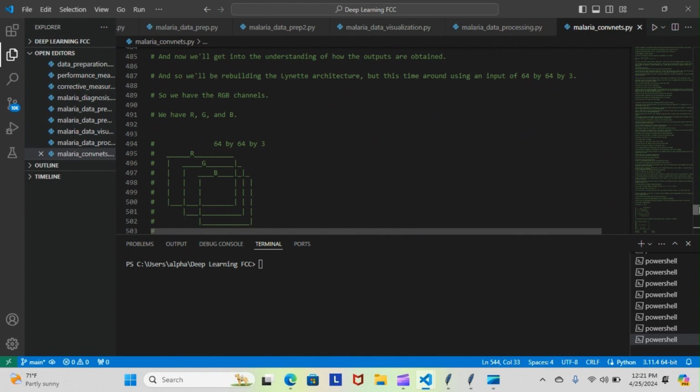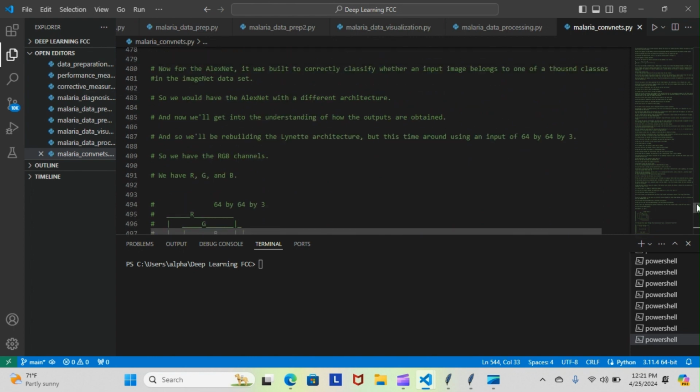Okay, so here we are. Let's look at this here. So now for the AlexNet. It was built to correctly classify whether an input image belongs to one of 1,000 classes in the ImageNet dataset. And so we would have the AlexNet with a different architecture. And now we'll get into the understanding of how the outputs are obtained.